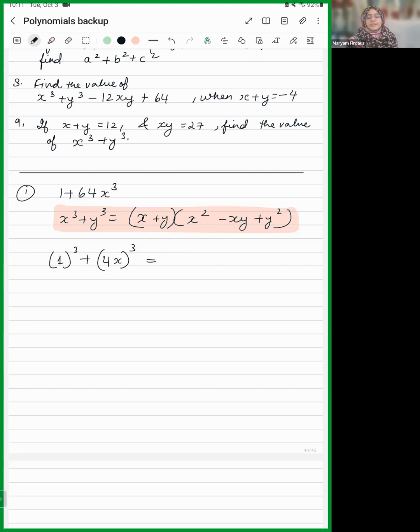Yeah, just put the values of x and y. X is your 1, y is your 4x. So 1 plus 4x into 1 square minus 1 into 4x plus 4x square whole square. Okay. And then we have to solve this bracket, the second one, and then multiply it to the first one. So that's going to be 1 minus 4x plus 16x squared.